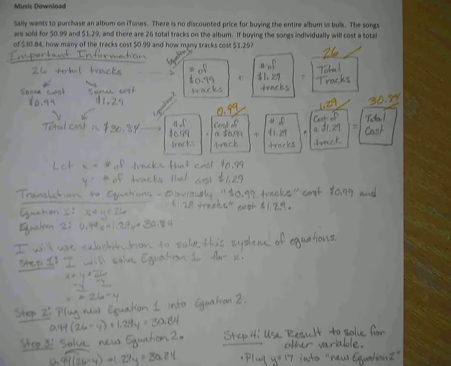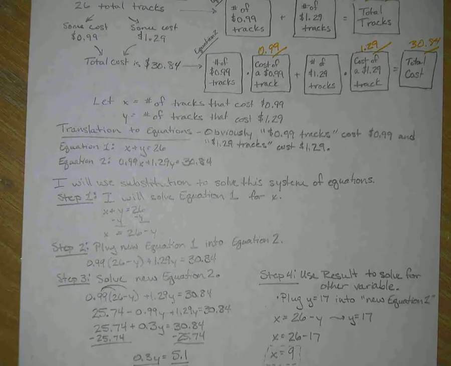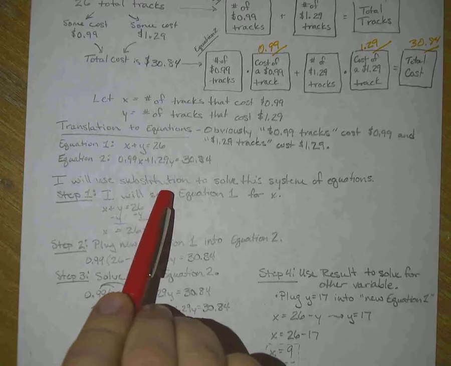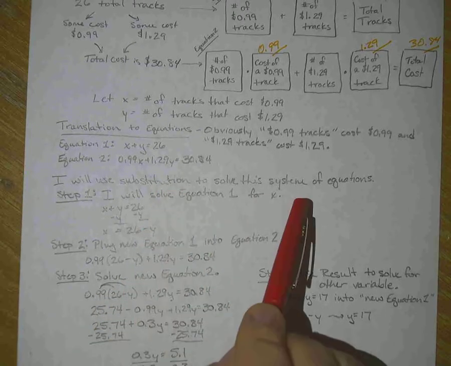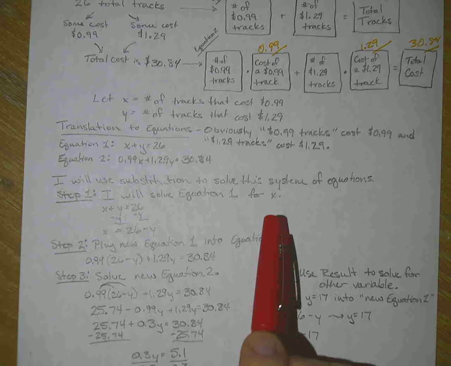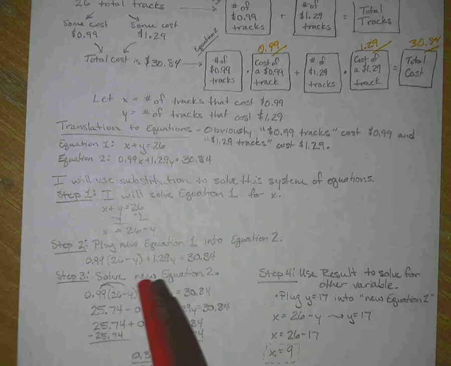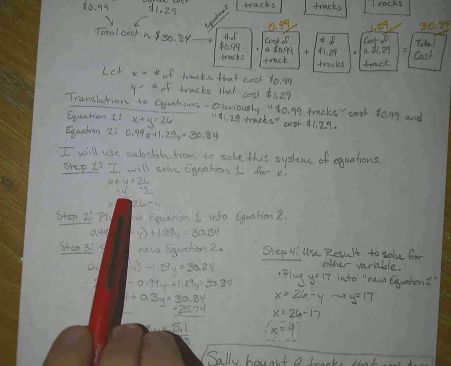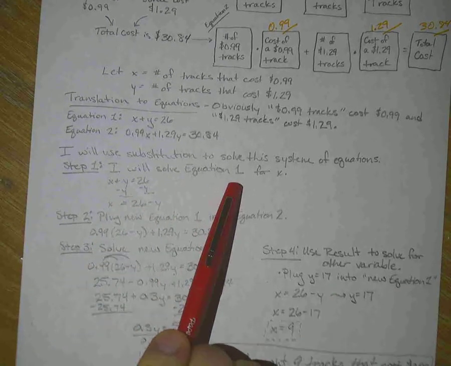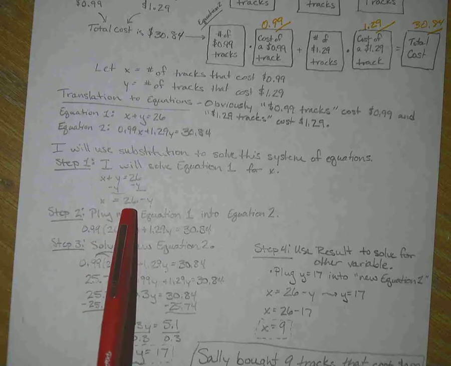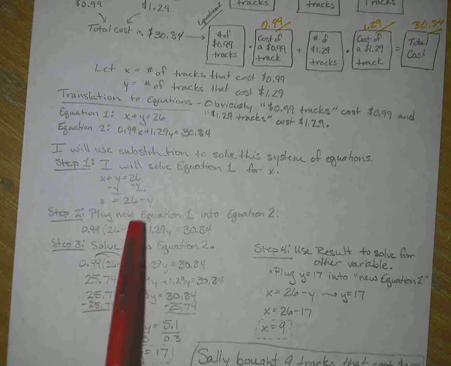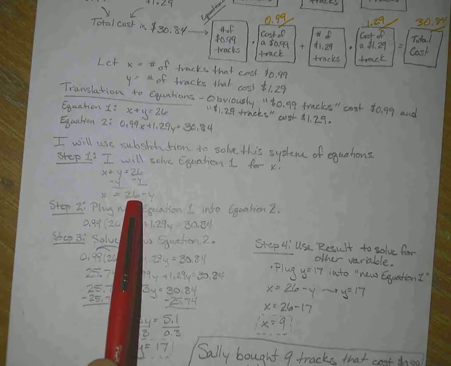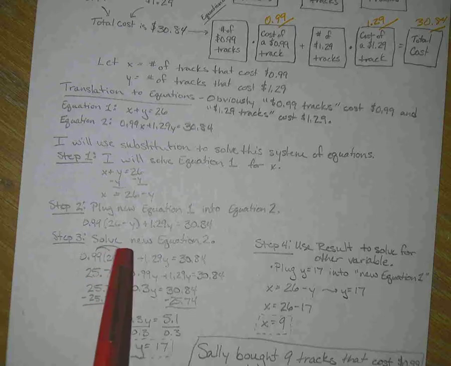We're going to look at the whole thing here. I clearly state that I'm going to use substitution. That's not a bad thing on a work sample. Maybe before I went through all this, I actually solved it on my scratch paper just to give me an idea of how to do it. So I get x by itself. I'm solving equation 1 for x, and I get x equals 26 minus y, or negative y plus 26, either way. Plug this new equation 1 into equation 2 for x.